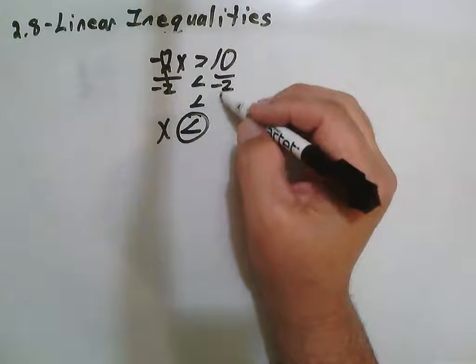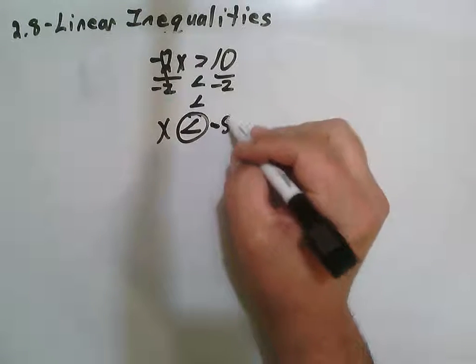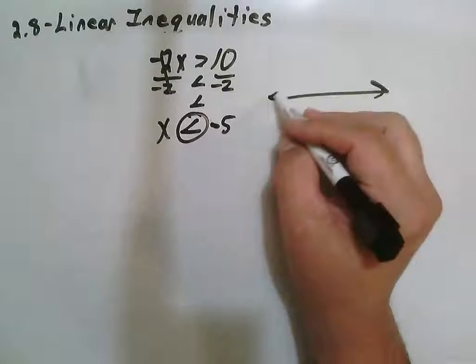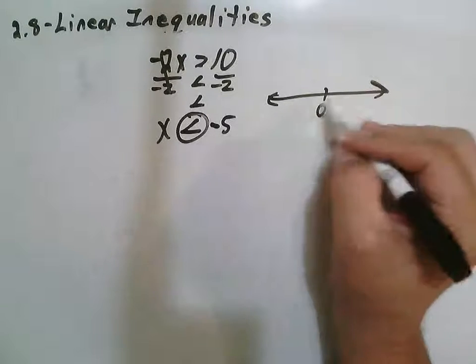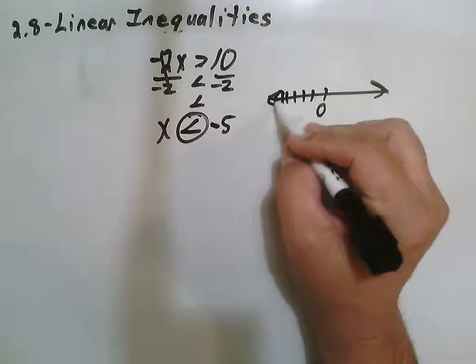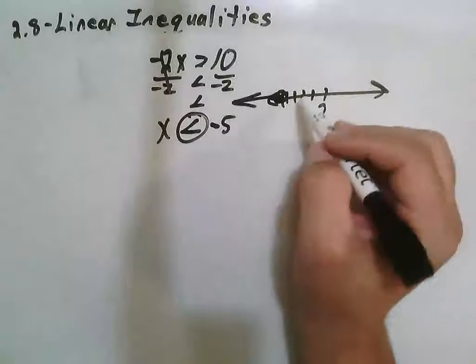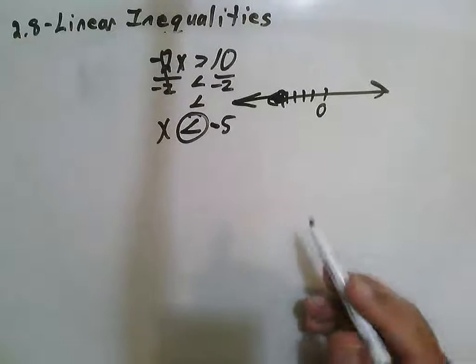Negative and a positive, right? If I only have one negative, it's an odd number, so I know my answer is going to be negative. 2 will go into 10 5 times. So if I graph this one out, I'm going to go to -5, 1, 2, 3, 4, 5. And I'm going to do an open circle. And because this one is pointed that way, my answer would go this way. Once again, I'm going to check that.